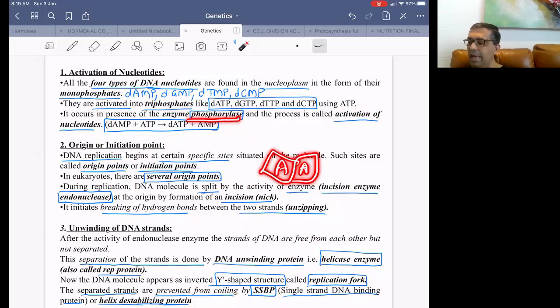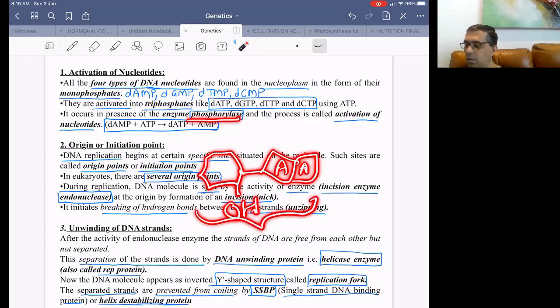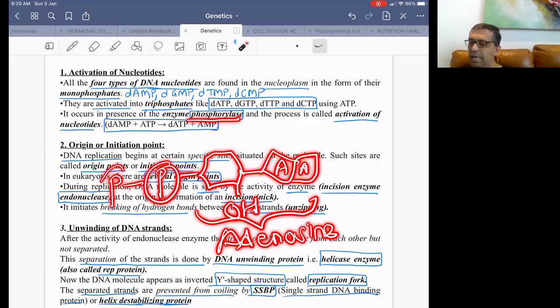So, this is adenine, a double ring. This is ribose sugar, which has OH at the second carbon. So this is adenosine. It's not deoxyadenosine, it is adenosine. And there are three phosphates: adenosine triphosphate.